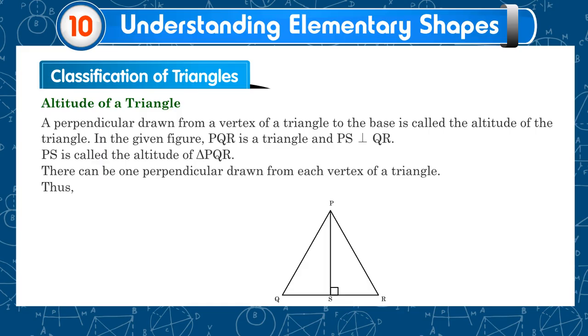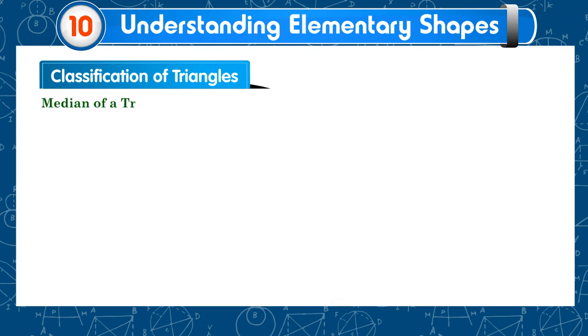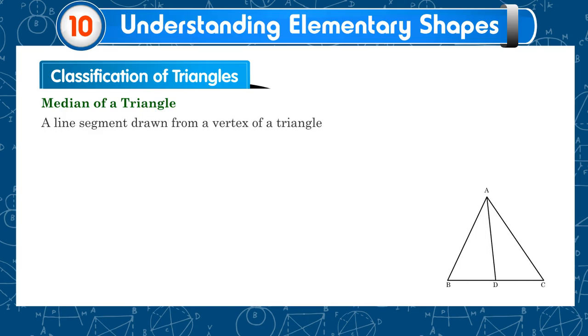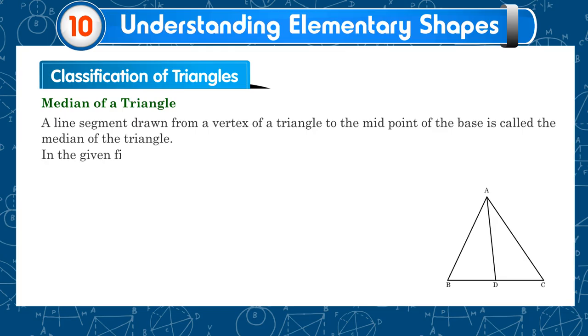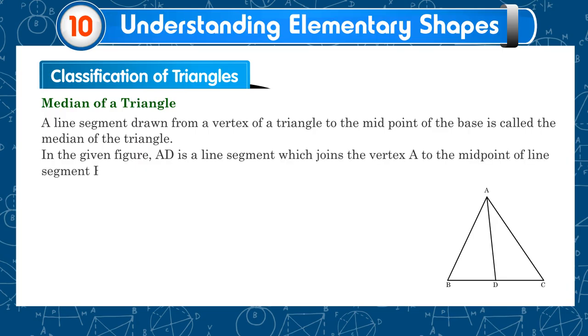Median of a triangle. A line segment drawn from a vertex of a triangle to the midpoint of the base is called the median of the triangle. In the given figure, AD is a line segment which joins the vertex A to the midpoint of line segment BC. Thus, line segment AD is called the median of triangle ABC. There can be one median drawn from each vertex of a triangle. Thus, there are three medians in a triangle.